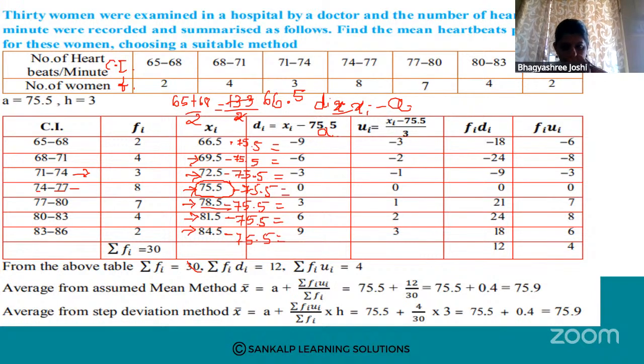Now we'll calculate ui. Ui means xi minus a divided by h. H means class size. So class size is upper limit minus lower limit. 68 minus 65, that is 3. Okay. So xi minus a divided by h. Now, xi minus a, here already we have calculated, divided by h. H is 3. So minus 9 divided by 3 is minus 3. Minus 6 divided by 3 is minus 2. Minus 3 divided by 3 is minus 1. 0 divided by 3 is 0. 3 divided by 3 is 1. 6 divided by 3 is 2. 9 by 3 is 3. Okay. Now, Fi di. Sigma Fi di.